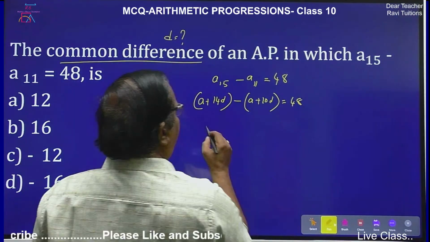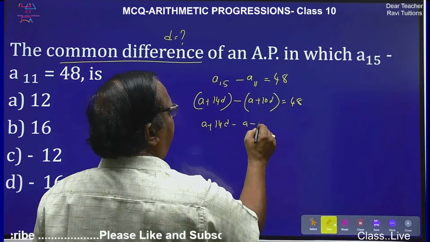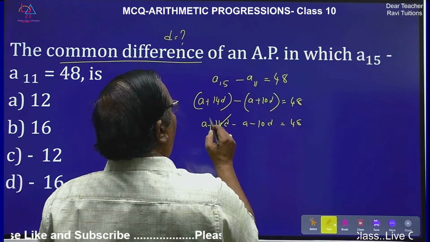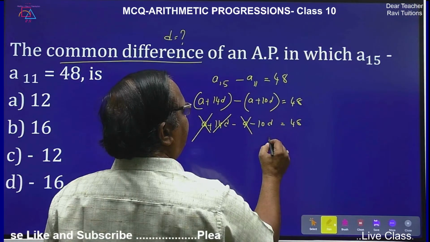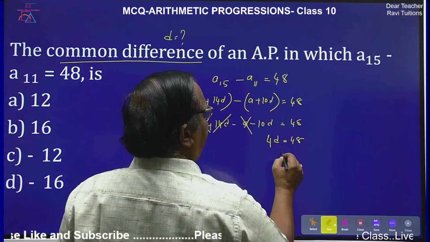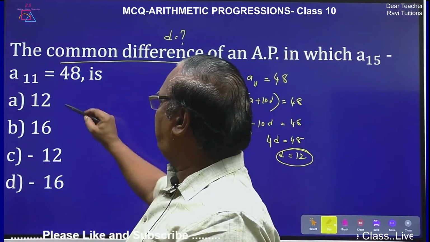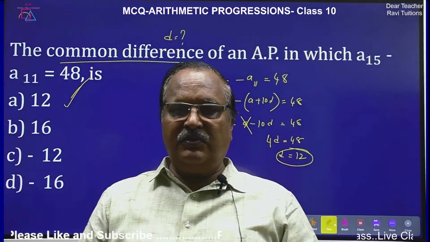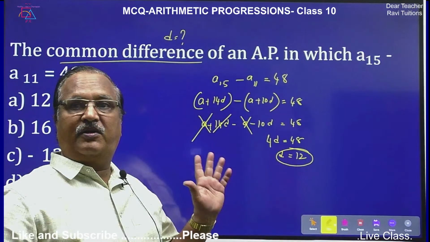You open the brackets. A plus 14D minus A minus 10D is equal to 48. A will be getting cancelled. 14D minus 10D, 4D is equal to 48. D is equal to 12. So the common difference is 12. So that means the first option. This is a very important and a common question. Very important and a common question.